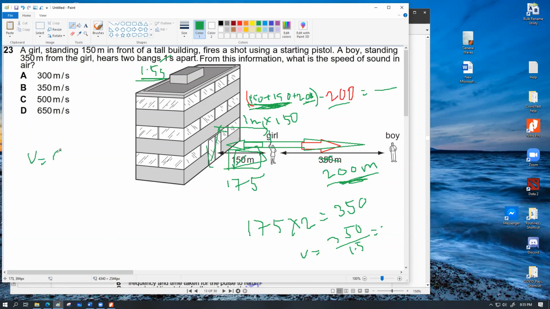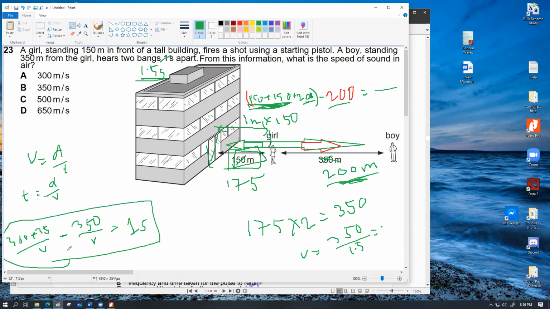Speed equals distance over time, okay? So time equals distance divided by speed. For the original question, the direct sound takes 350 divided by speed, and the echo takes 300 plus 350 divided by speed. This sound should take longer time because the numerator is bigger. The difference of these two sounds is 1 second. Solve this question for v and see if you can make sense of it.